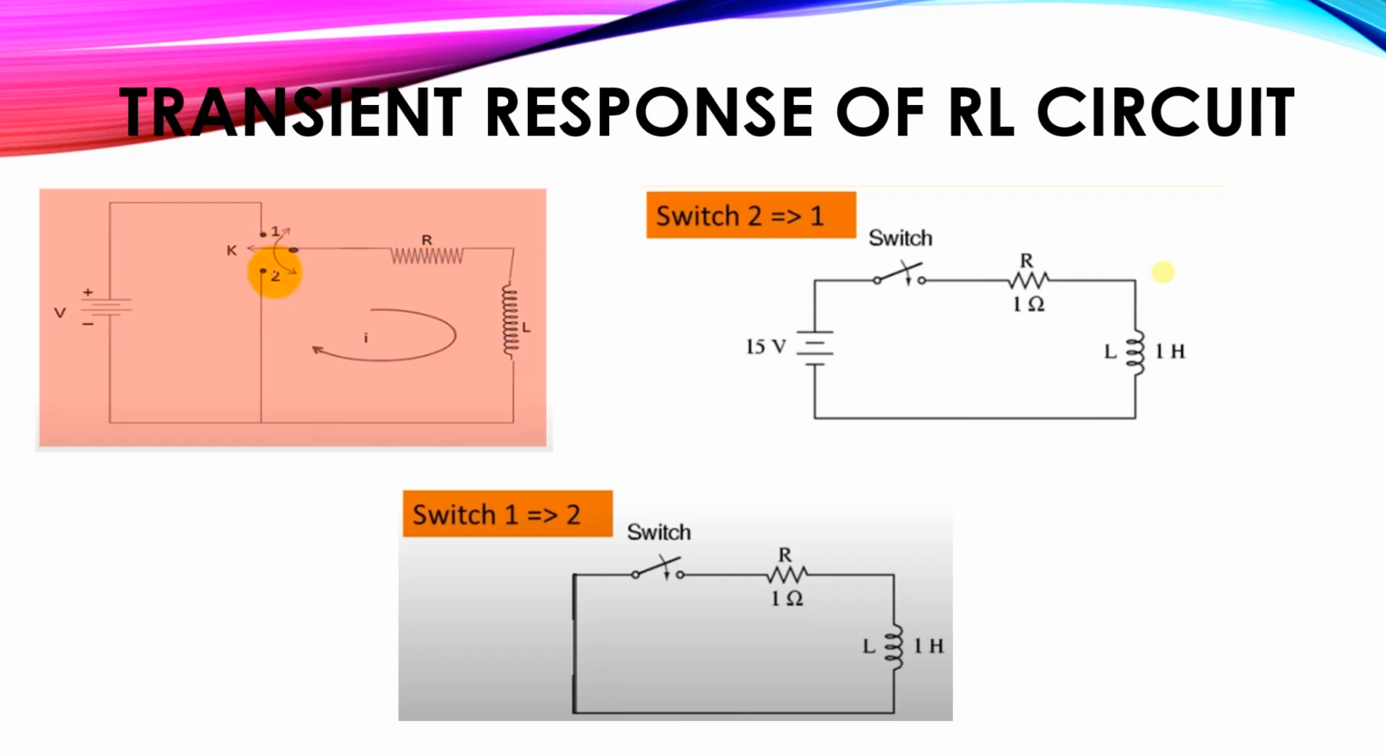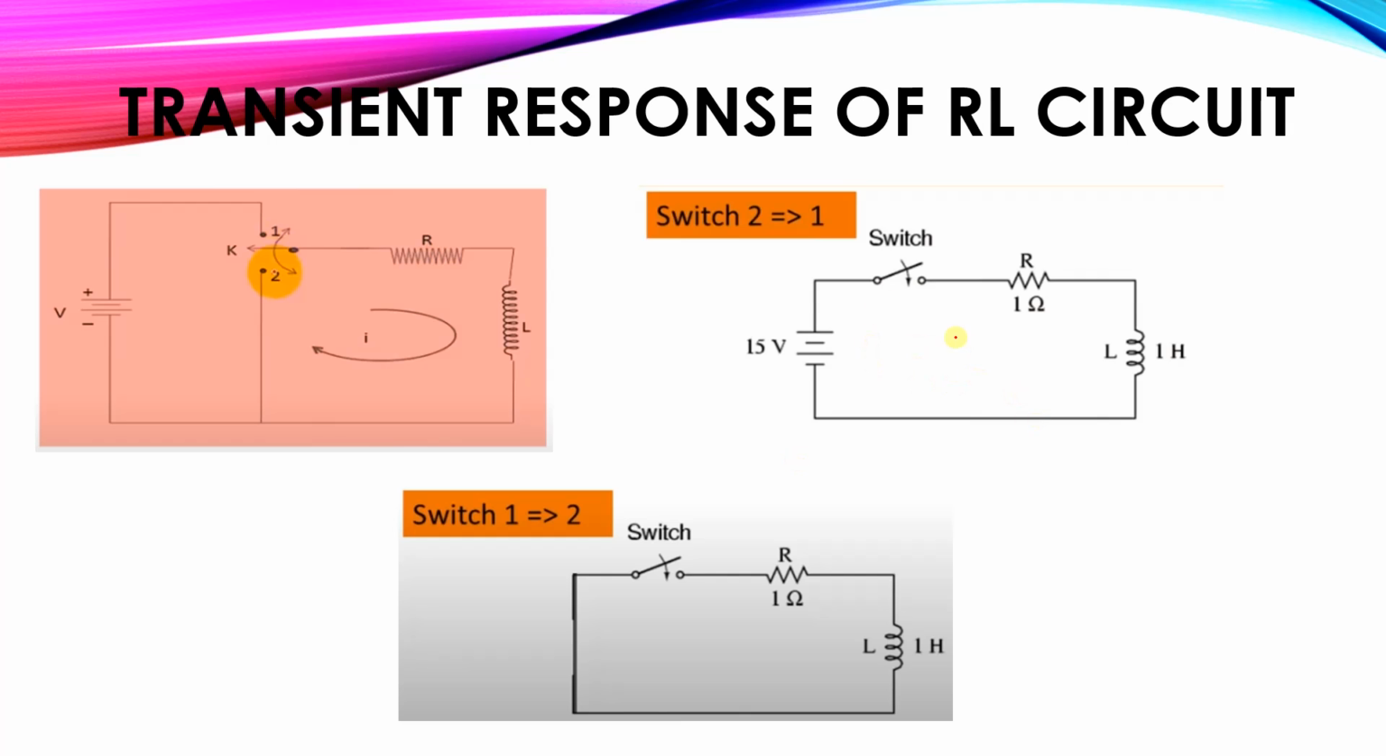First of all, we will discuss transient response of RL circuit. This circuit is shown, in which we are having a voltage source V, with the negative sign and the positive sign, and here we are having the resistance and inductance connected in series, and a key which connects at one time with 1 and at another time with 2. So this circuit provides us two circuits, one when it is connecting with 1 and second when it is connecting with 2.